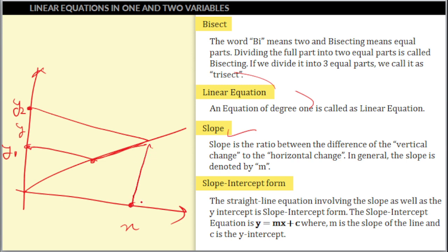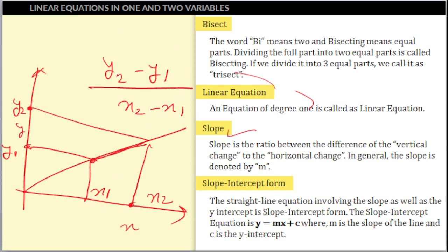And the corresponding x values, that is, let's say this is x2 and this is x1, and we'll divide the difference in vertical change, that is y2 minus y1, by the horizontal change, that is x2 minus x1. Vertical change and horizontal change, and their ratio is called slope. We represent it using m. So m is equal to y2 minus y1 divided by x2 minus x1.